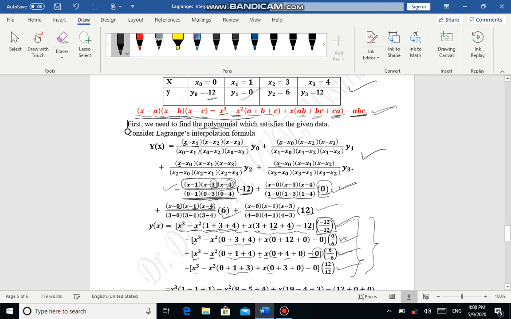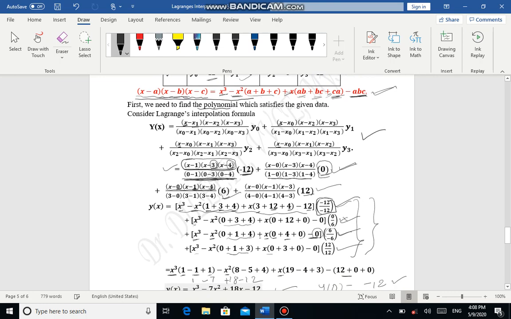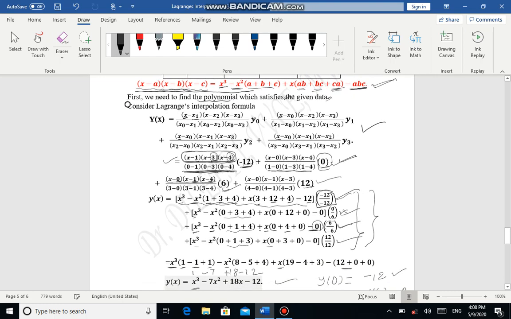Similarly, if you want, you can replace these values also. You can verify that. So this is the procedure to find the interpolating polynomial. For that purpose only, I'm using this x minus a into x minus b into x minus c technique. So this is the required polynomial. So be careful when you're going to apply the product of 3 factors. Use this technique, you can easily multiply the 3 factors.